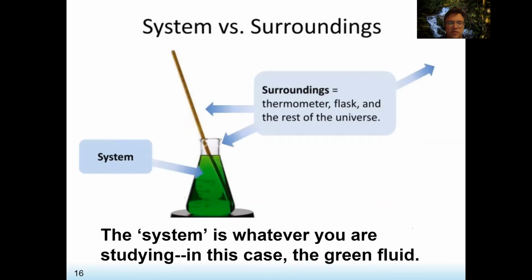I know that's kind of weird, but that's the way that the study of this works. So here's sort of an image to think about it. If we're studying the green goo in this flask, then the green goo is the system. The flask that it's in, the thermometer that's stuck in the flask, the stand that it's on, the air around it, everything else is the rest of the universe. So the system plus the surroundings are the universe.